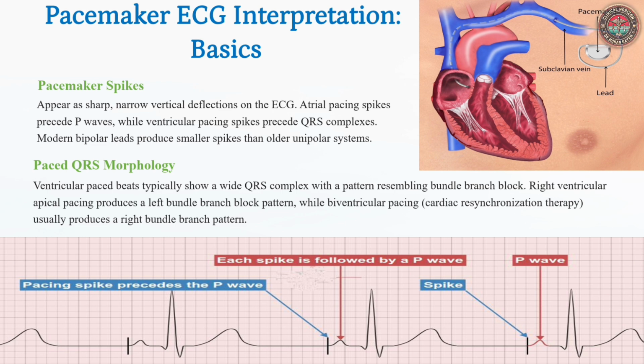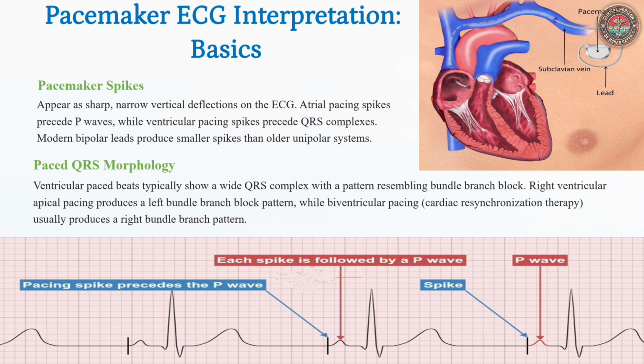The QRS morphology varies depending on pacing site. Right ventricular apical pacing mimics LBBB, while biventricular pacing or cardiac resynchronization therapy often produces a RBBB-like pattern. Recognizing these pacing characteristics ensures accurate differentiation from pathologic rhythms.